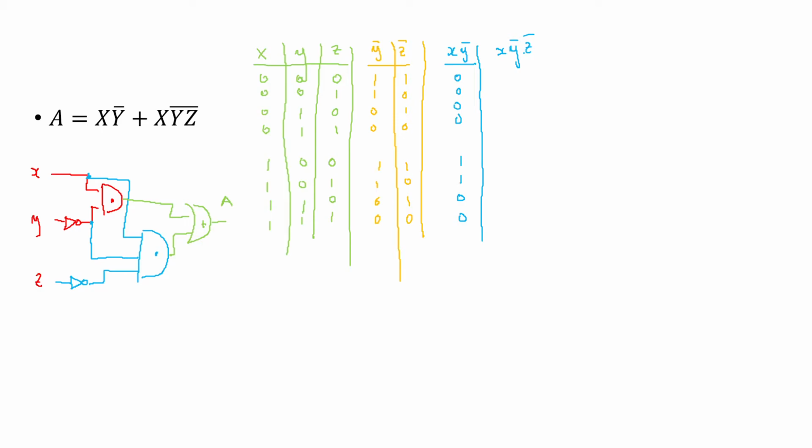Okay, so I need to find a place where not Y and not Z and X are ones at the same place. So just by inspection, I can tell that these four are going to be 0, and this is going to be 1, and this is going to be 0, 0, and 0. Okay.